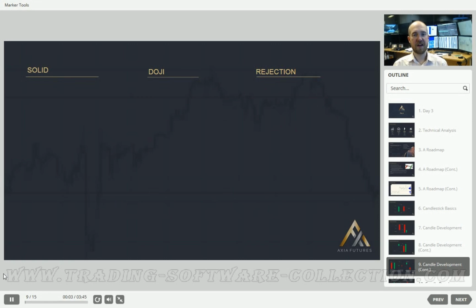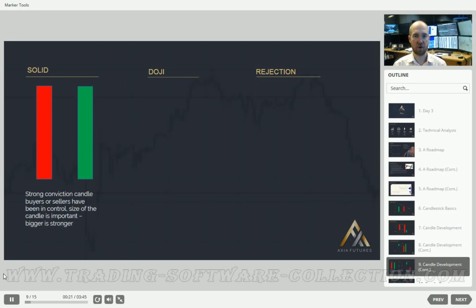There are essentially three different types of candle. You either have a solid candle, which shows a lot of conviction, a doji, which shows indecision, and a rejection candle. So let's have a look first at a solid candle. What this is showing is that from the beginning of the candle, the buyers or the sellers have taken control, driven the market one way, and held it there as well. So no one has been able to change the conviction.